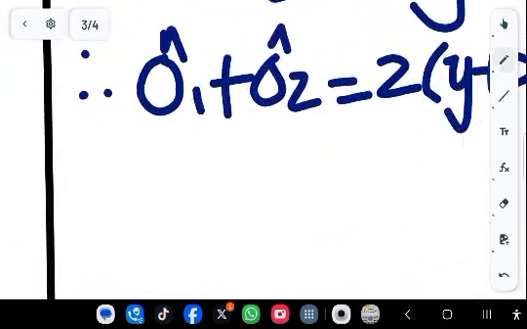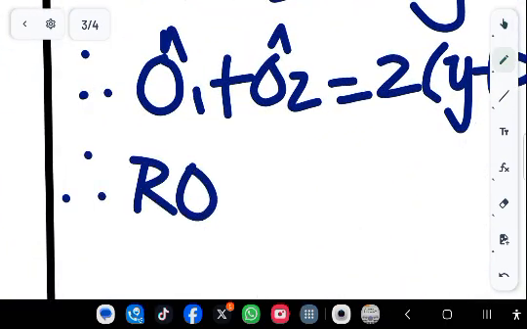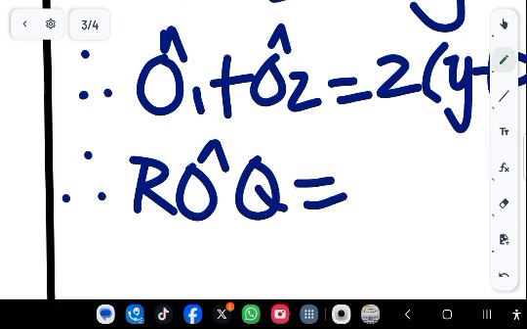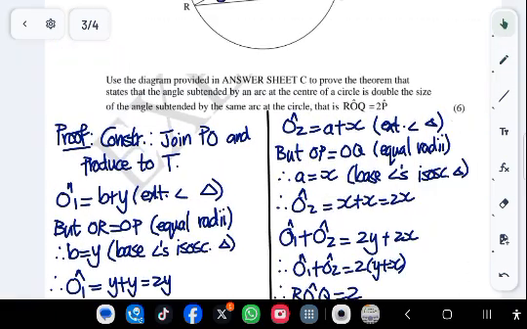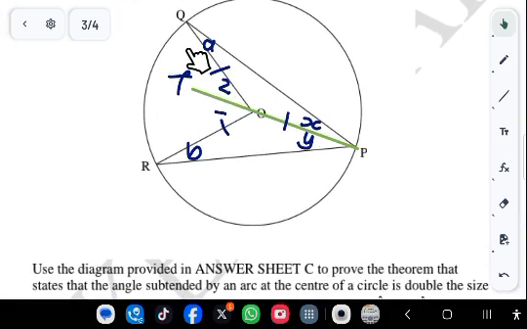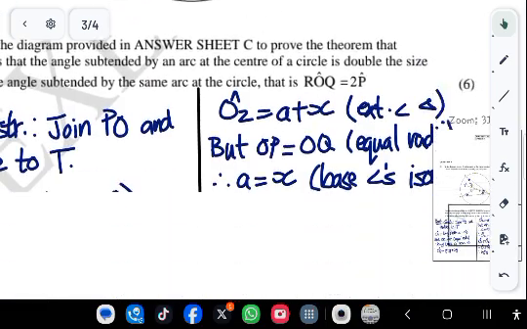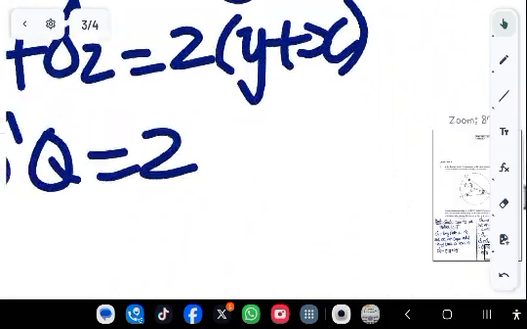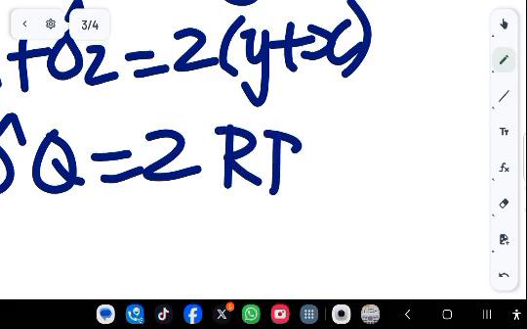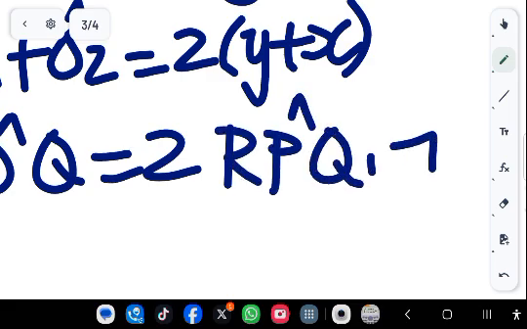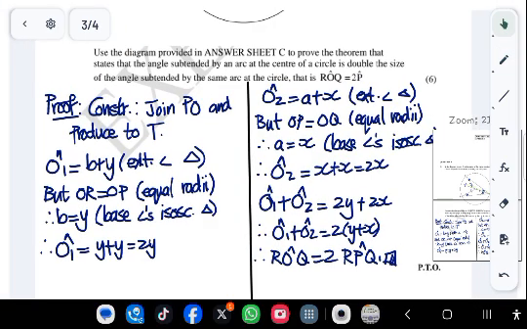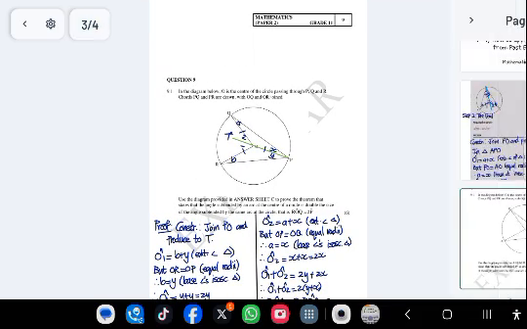Therefore, angle ROQ is equal to 2 times. Also notice that angle y plus x is simply angle RPQ. So that will be 2 times angle RPQ. And that is how you prove the theorem. Easy, very easy theorem to prove.